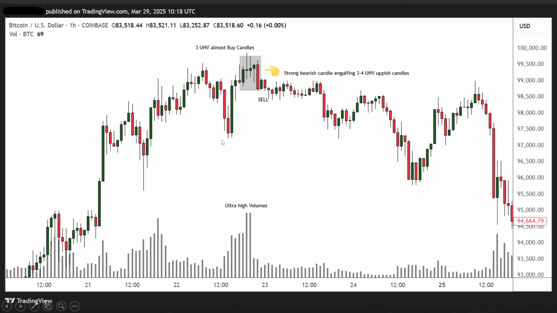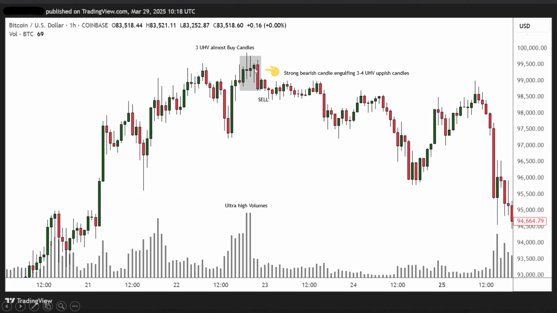Now here you can see that the market is going up. Previously the market was going up. This is a 1-hour chart of Bitcoin USD, and the market is breaking out of the previous resistance line and getting ultra high volume. And on these two buy candles there is clear-cut ultra high volume. Look at the volume, very very high, and look at the size of the candle, very small but still a bullish candle.